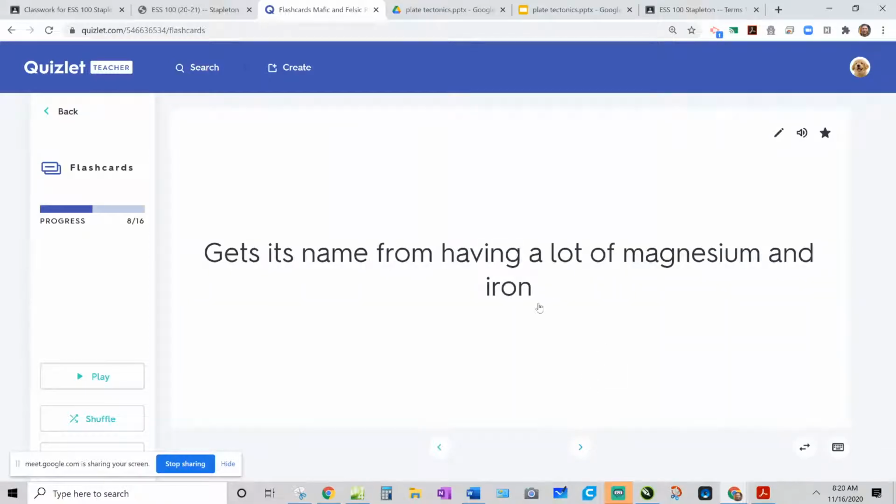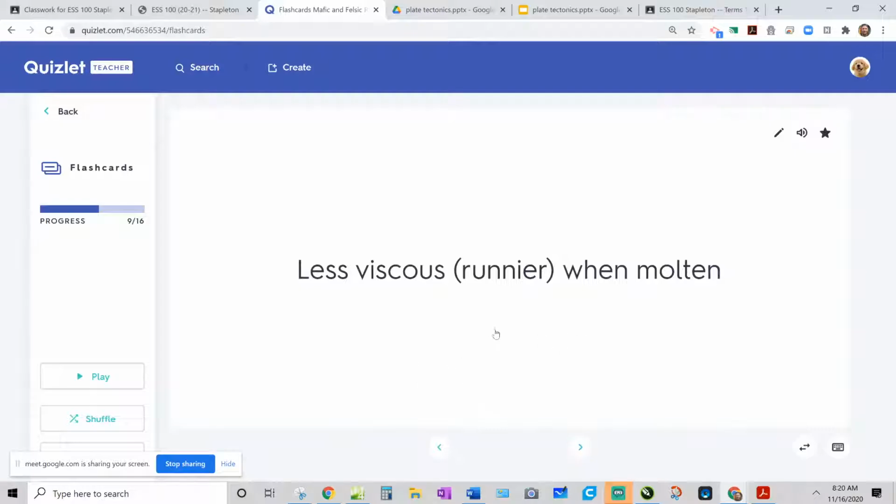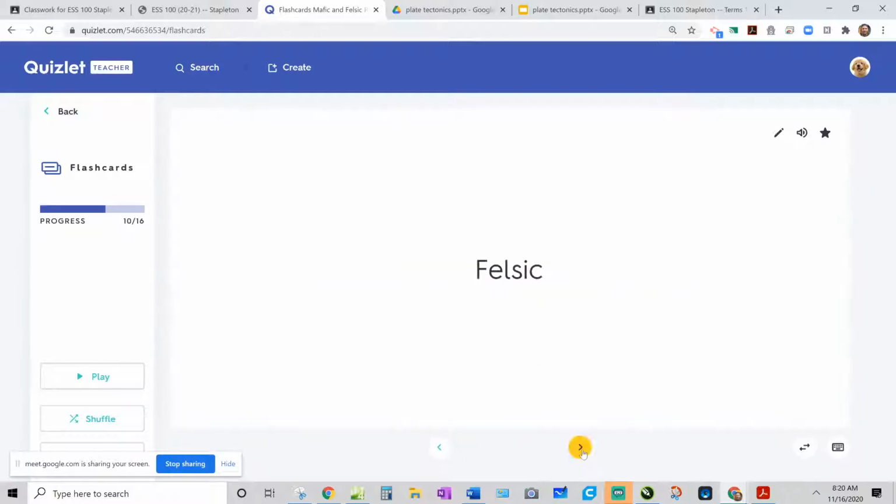Gets its name from, I'm going to tell you this because it's the other one, having a lot of magnesium and iron, that's mafic. The Ma is from magnesium and iron, the symbol is Fe. Less viscous. So this one's the runnier one when it's molten. Soli. Mafic or felsic? 50-50, yes. Mafic. Mafic is the runny kind. All right, more viscous. Well, that's going to be felsic. I'll just tell you that.